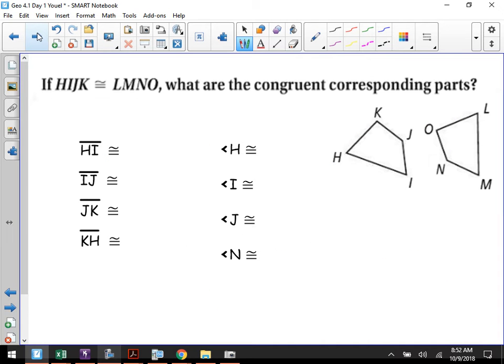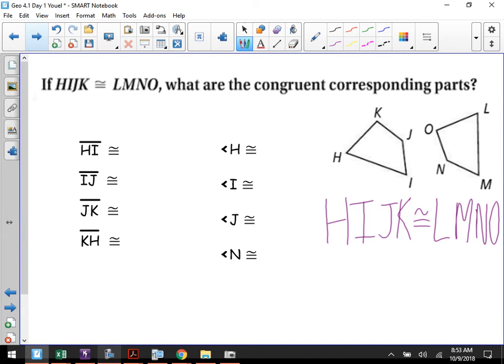All right, so let's work through one of these now. So it's not a triangle this time. It's again a trapezoid. And this time we want to look at what the corresponding congruent angles are as well as the sides. So you want to look at that congruency statement. Let's blow it up a little bit. So we have H, I, J, K is congruent to L, M, N, O. All right, so first it wants to know what segment is congruent to segment HI.